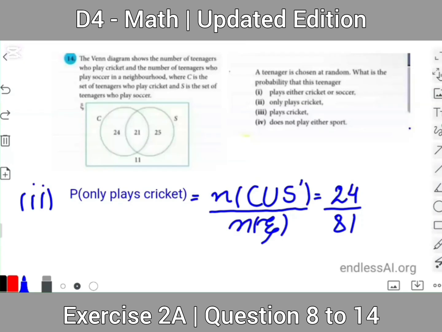To find the probability that a teenager plays only cricket, it is equal to the number of elements in C union S complement divided by the number of elements in the set eta, and that will be equal to 24, because in the Venn diagram we can see that the students who play only cricket number 24. It will be divided by the total number of outcomes, which we found in part 1, and that is 81. So the probability that the teenager plays only cricket is equal to 24/81.